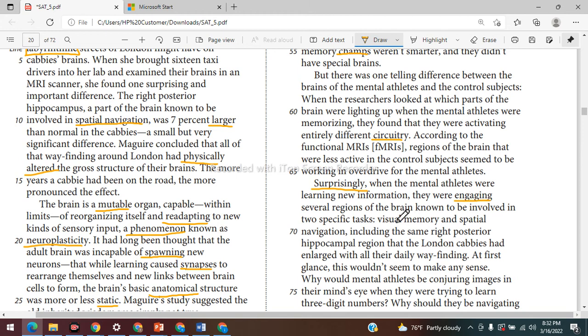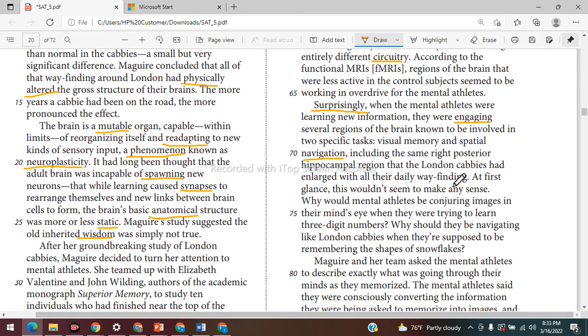Engaging. Navigation. When she says cabbies, what she means by cabbies, right? You mean the cab drivers, right? Cabs. Yeah, the cab drivers.